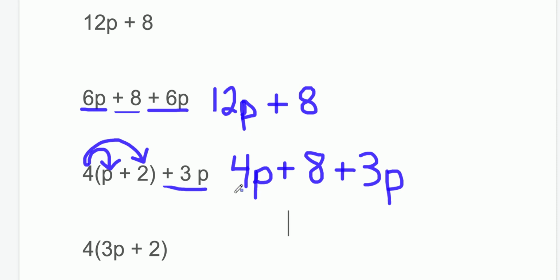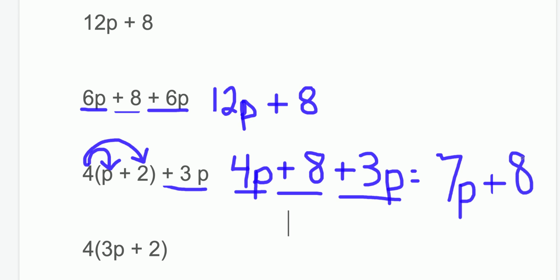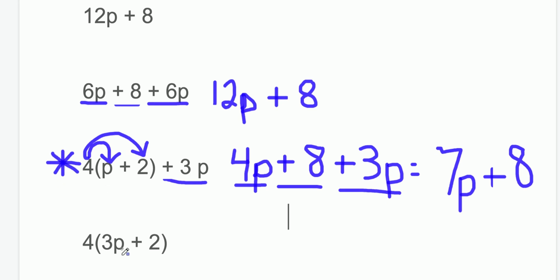So then I have to combine like terms. 4p plus 3p is 7p. And then I have the plus 8. So 7p plus 8. That is not the same as 12p plus 8. So I'm thinking that this one is the one that is not equivalent to the others, but I am still going to go to this bottom one, this last one.